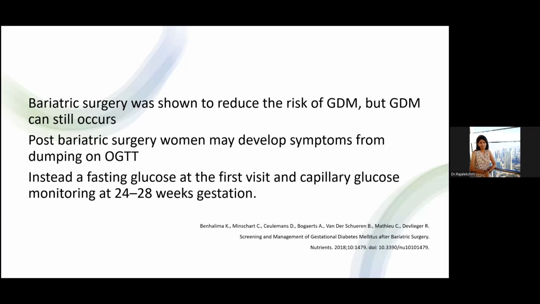So if there is vomiting within half an hour, we can repeat the test. If it is more than half an hour, we have to repeat the test again, ma'am.